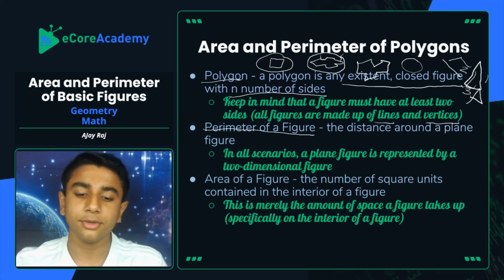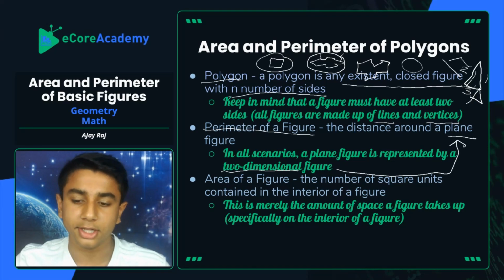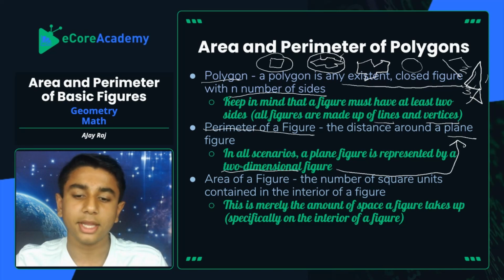And I'm saying it's a two-dimensional polygon because a plane is representative of 2 dimensions. Now, you could not technically discover the perimeter around an object with a volume, which is a 3-dimensional figure, because it's not considered a plane figure, which is 2-dimensional and flat on a surface. And that's basically the distance around a plane figure. So it's the distance around a figure, a two-dimensional figure. Say, for example, you have a square here.